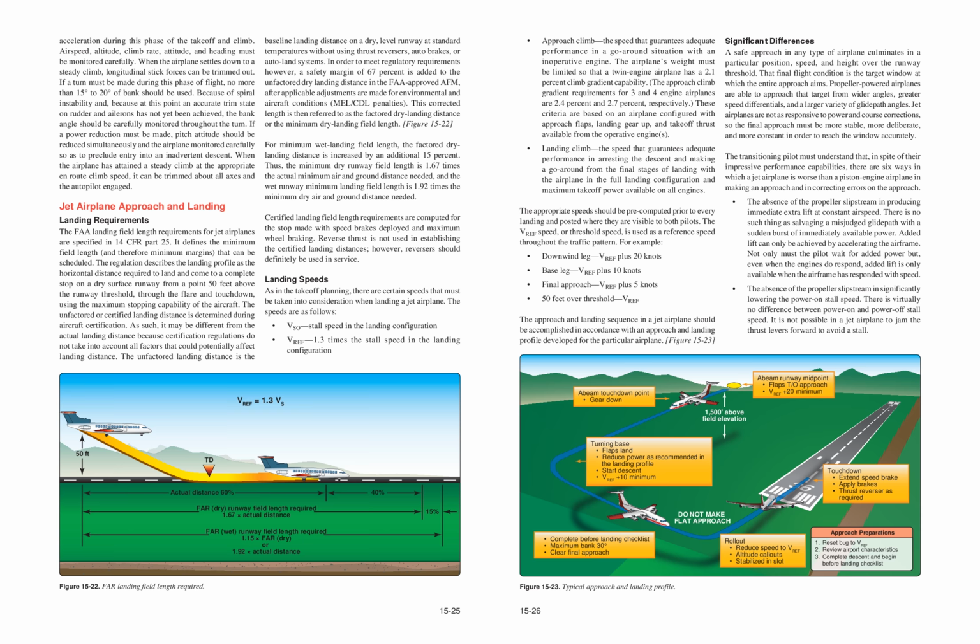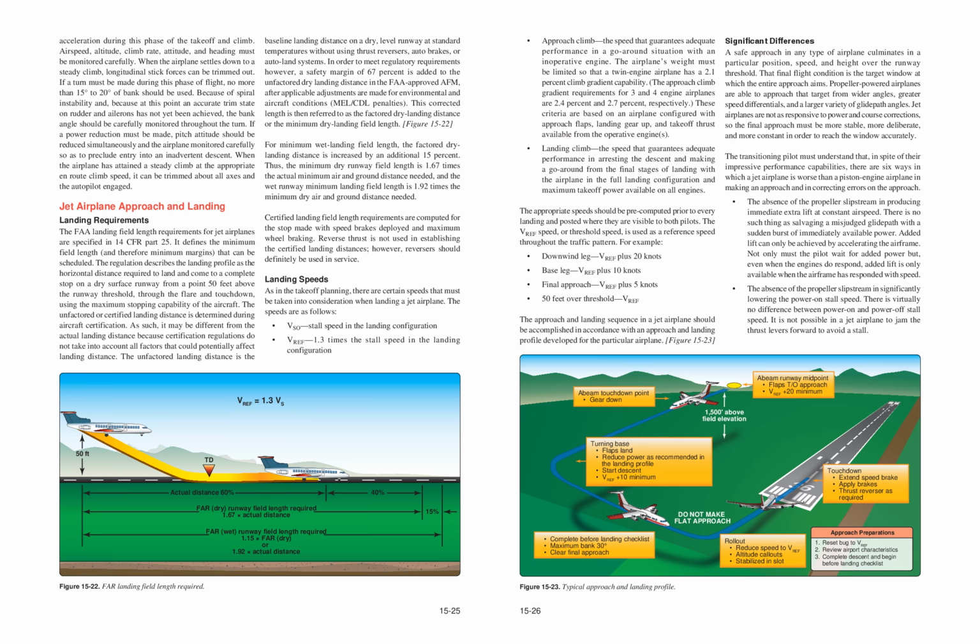Versus 50 feet. TD. Actual distance 60%, 40%. FAR dry runway field length required, 1.67 times actual distance. 15%. FAR wet runway field length required, 1.15 times FAR dry, or 1.92 times actual distance. Figure 15-22. FAR landing field length required.